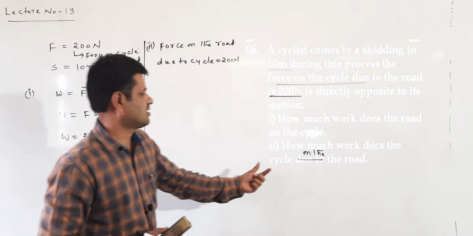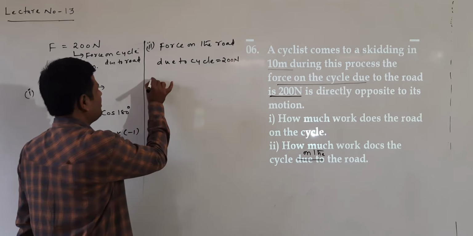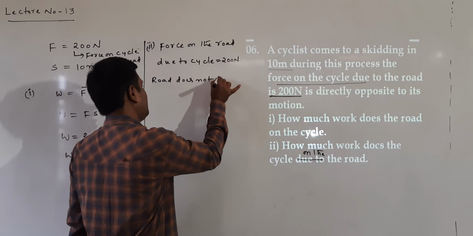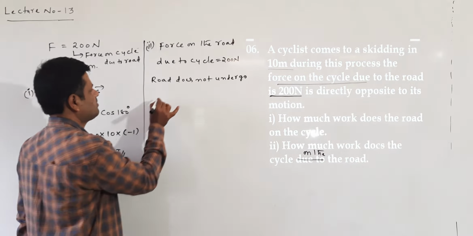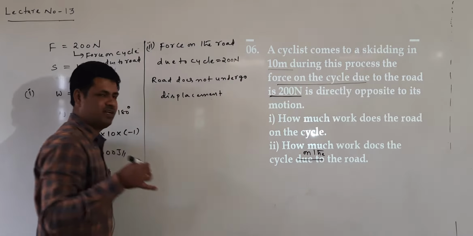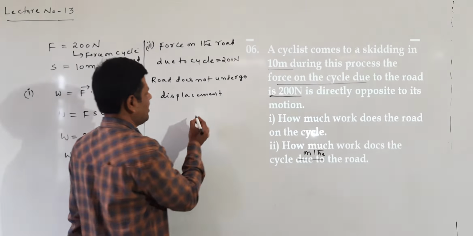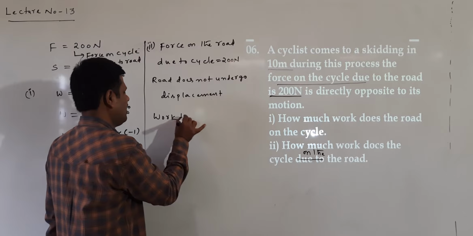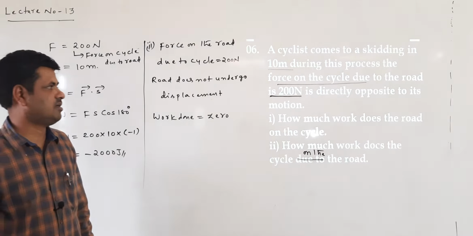Now how much work does the cycle do on the road? The road does not undergo any displacement. Displacement means the S value is 0. Displacement is 0 means work done is also 0, because the force is 200 Newton.